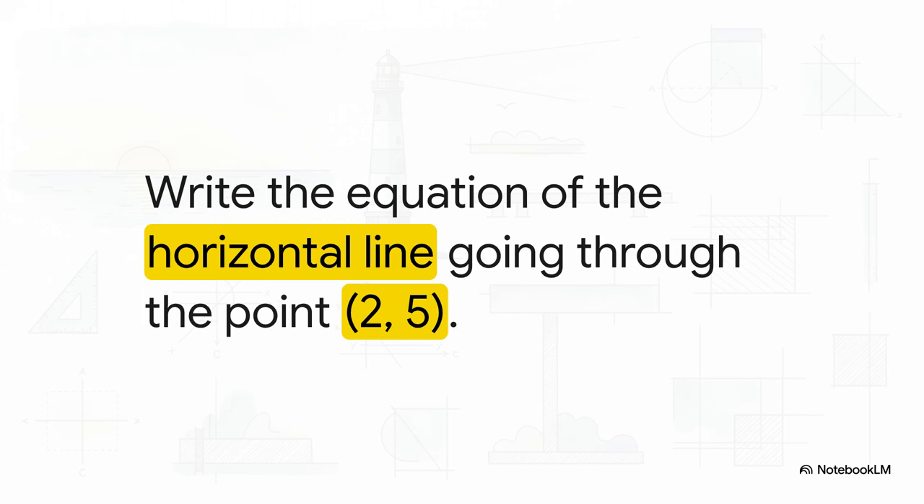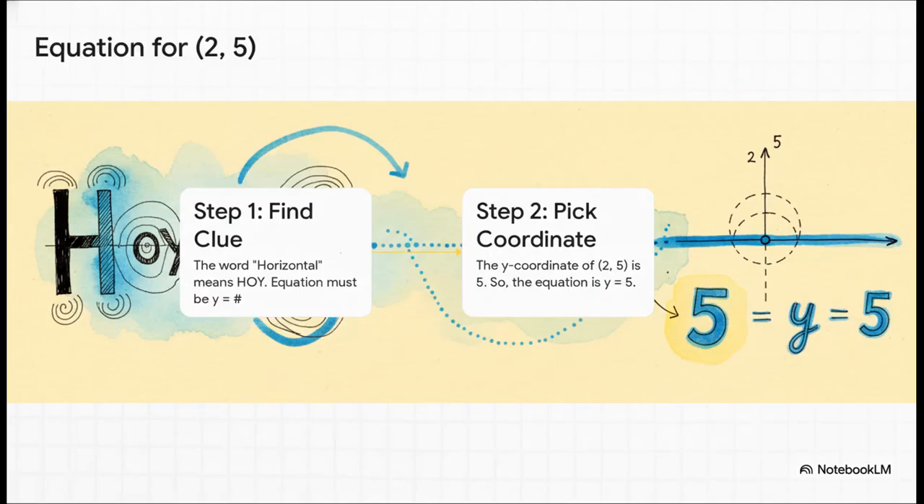This one's a little trickier. They don't give you the equation. They want you to write it. The problem is, write the equation of the horizontal line going through the point (2, 5). Again, we just use our tool.